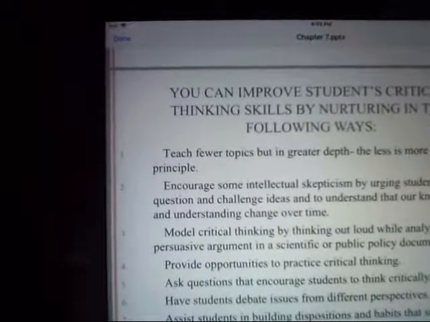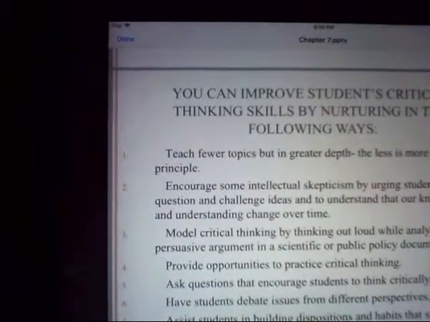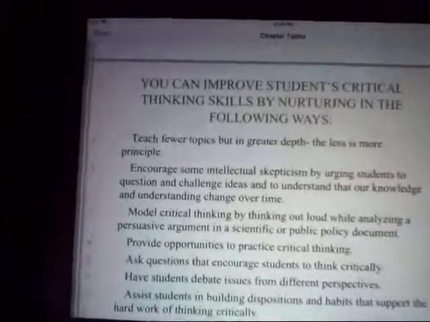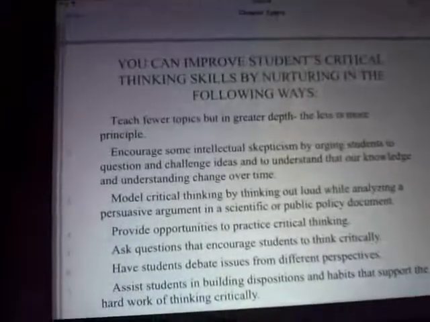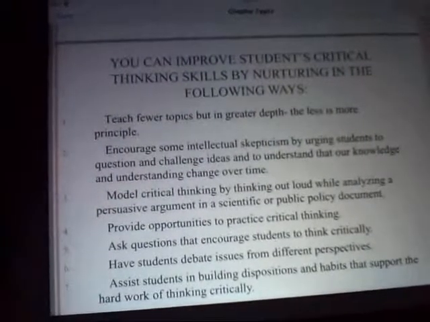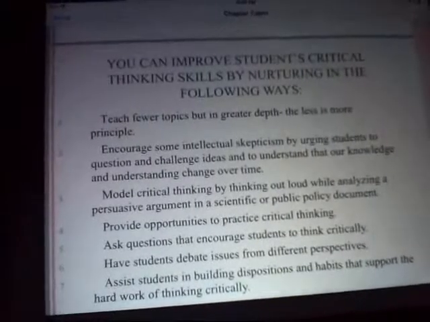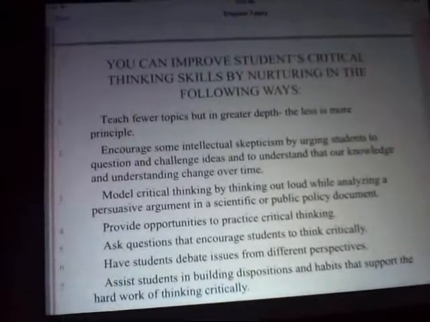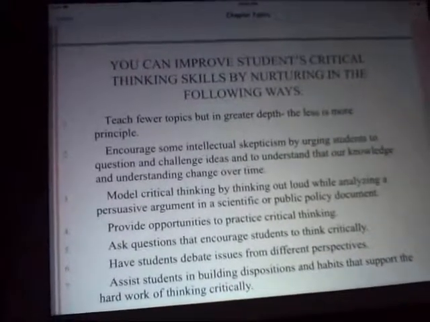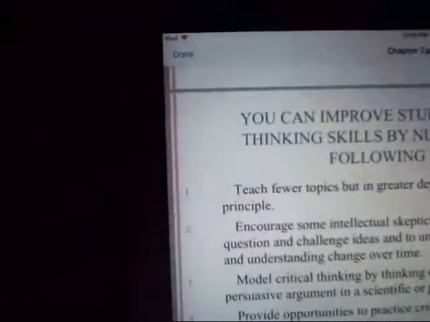encourage some intellectual skepticism by urging students to question, challenge ideas, and to understand that our knowledge and understanding change over time. So this is a very neat activity where what you could do is, firstly, ask what do you think about a certain topic? Let's say a current event. What do you think? And then let them research about it and write what they thought about it after they researched. Were they wrong or right about the current article they read? They knew about the research, all that.